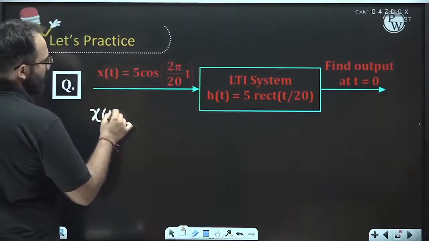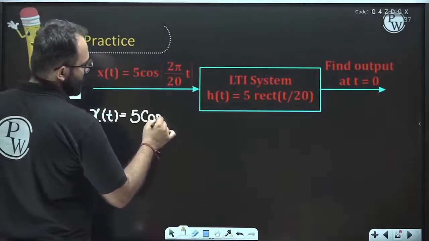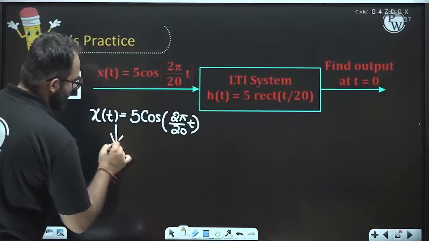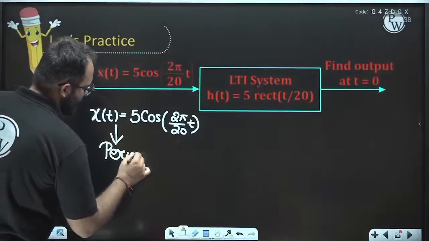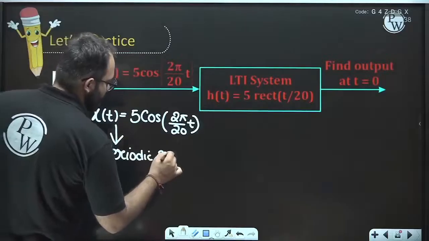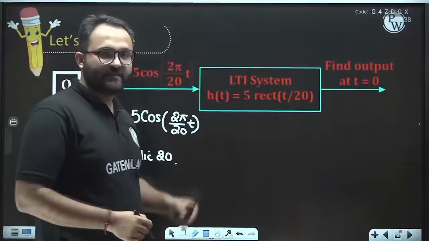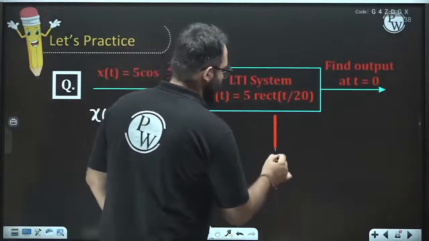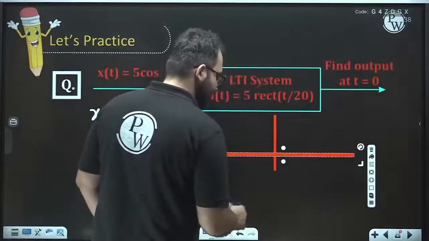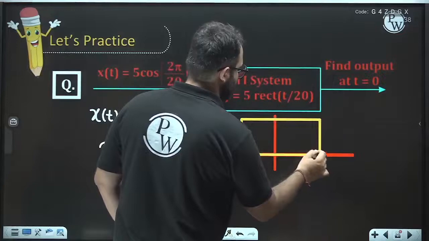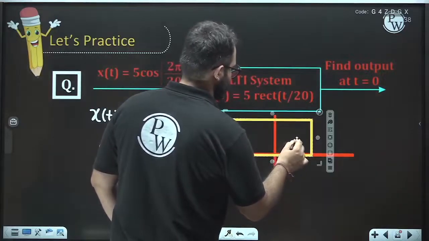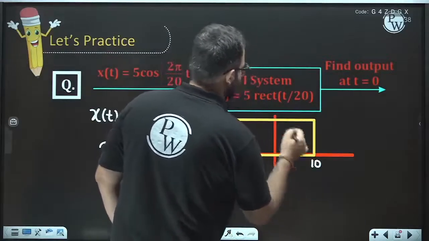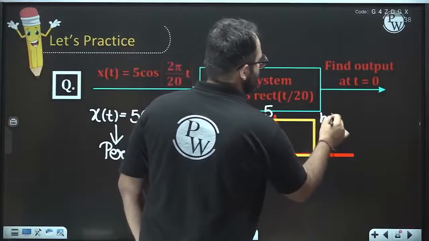So x(t) is a periodic signal. Cos has period 20. Periodic with period 20. This is a rectangular pulse which is from minus 10 to 10, height is 5. So this is your h(t).